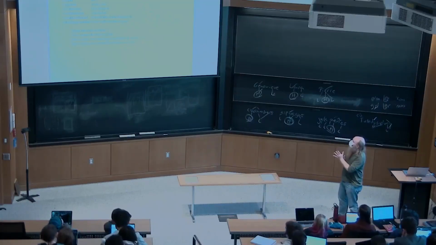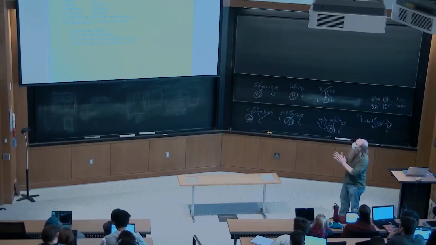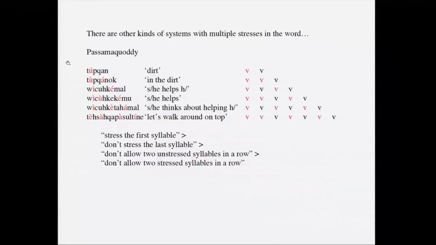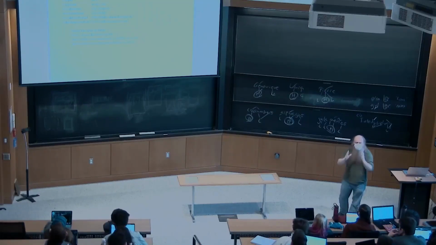Impressionistically, what's going on in Passamaquoddy is you stress the first syllable, and you stress every other syllable counting backwards from the end of the word. So dirt is dupquan, and then in the dirt is dupquanak. So you get stress on the first 2 syllables, more stress actually on the second one than on the first. I wish that this were not the Passamaquoddy stress system, because I'm trying to learn Passamaquoddy, and it means that if you're trying to say something like, let's walk around on top, you have to ask yourself, okay, is there an odd number of syllables in that word or an even number?